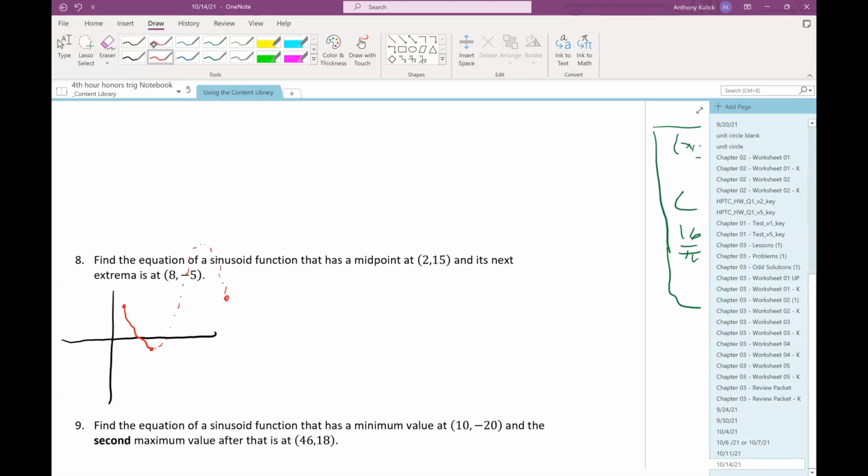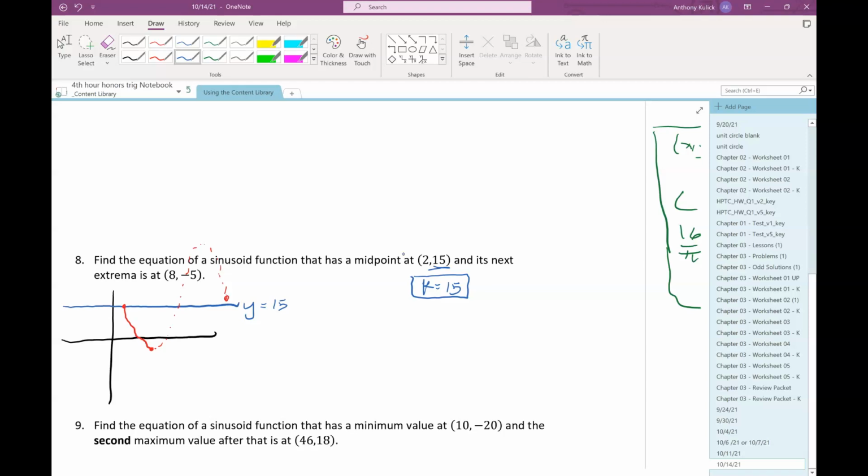Now here, the K is super easy because I know the K, or the midline, has to go through that midline point, right? That's part of what the midline does. It goes through the midline points. So I know then that K is just 15. For free. Cool. So far, so good. Okay.